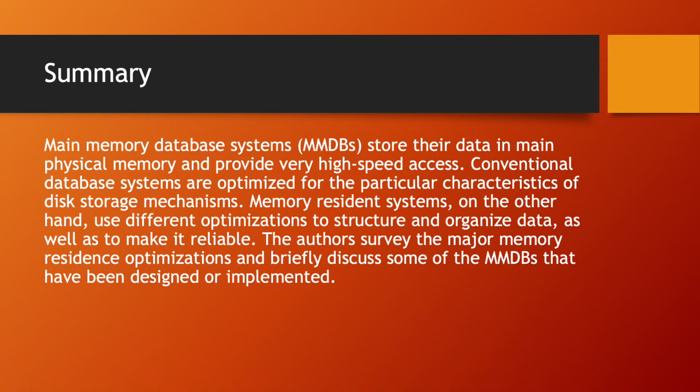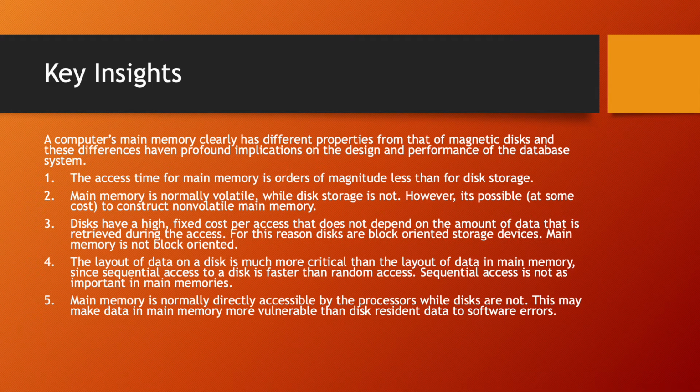A computer's main memory clearly has different properties from that of magnetic disks, and these differences have profound implications on the design and performance of the database systems. The paper has outlined some of the key characteristics. First, the access time for main memory is orders of magnitude less than for disk storage. Main memory is normally volatile while disk storage is not. However, it's possible at some cost to construct non-volatile main memory.